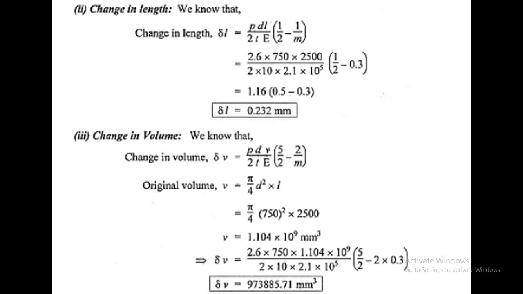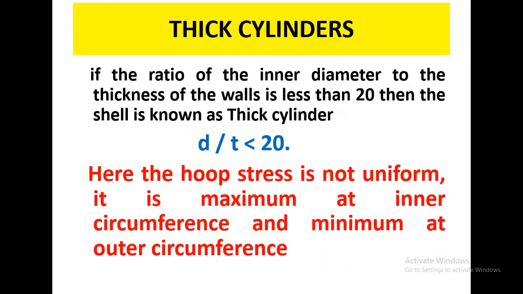And the final one is change in volume. So we know the formula: PdV divided by 2tE into (5 by 2 minus 2 mu). Substitute everything. Here you have to use one more formula, that is the volume of the arrangement, that is area into length, pi by 4 d squared into L. So substitute that for finding the V value and you get the answer as 973,885.71 millimeter cube.